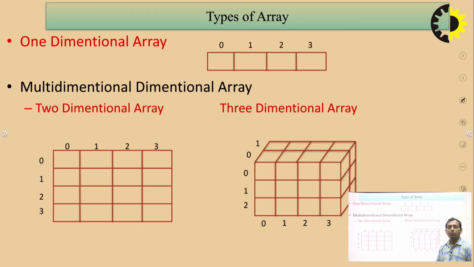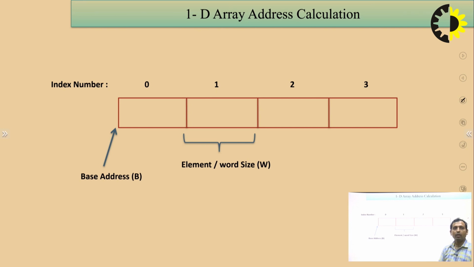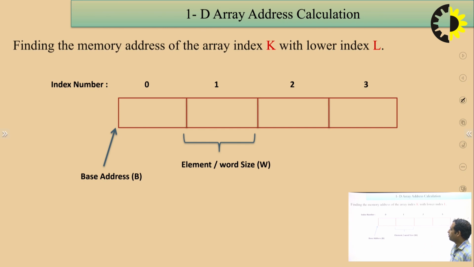Now, types of array. First we know the one-dimensional array and the multi-dimensional array. In the multi-dimensional, a 2-dimension array may be there, a 3-dimension array, or many more dimensions can be there. But in this presentation, we will consider 1D and 2D arrays only. Now, 1D array address calculation. How to calculate the address of a 1D array?